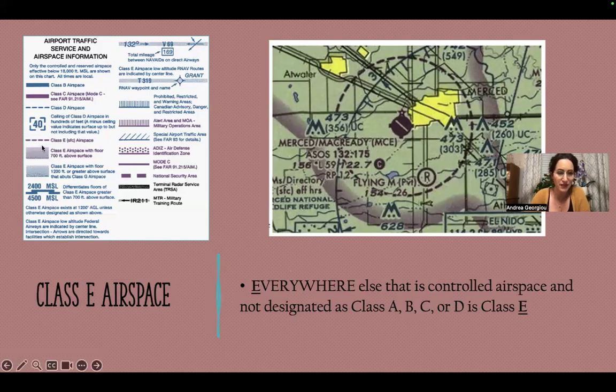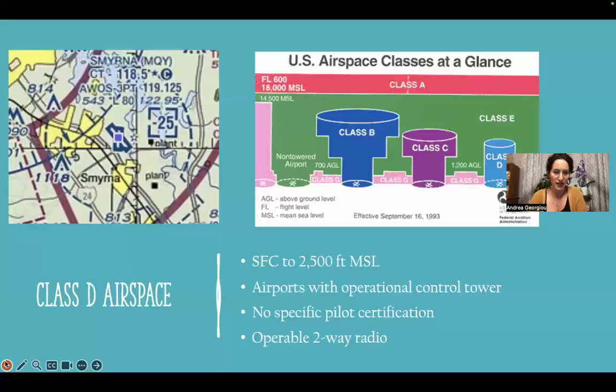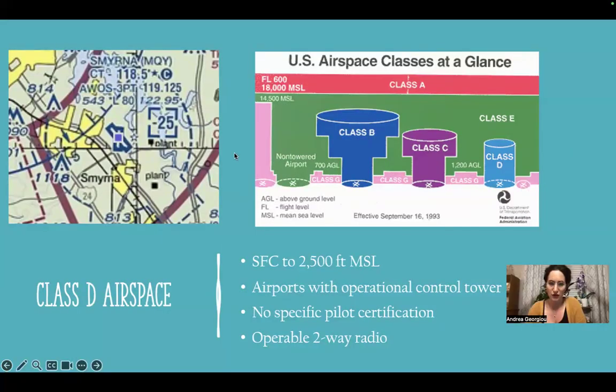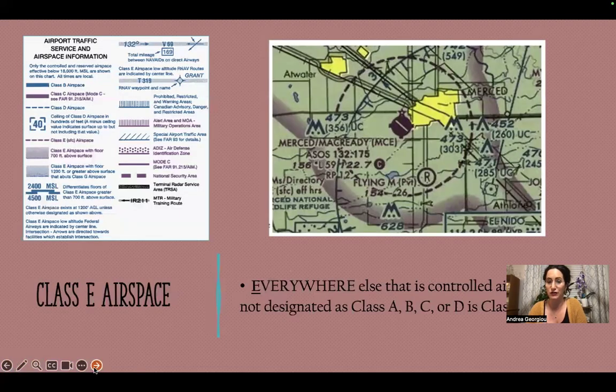You can see here that sometimes, depending on how it's charted, Class Echo can start at the surface. Sometimes it starts at 700 feet and sometimes it starts at 1,200 feet. So if we look at this picture, all the green is Class E, right? This is showing that sometimes it starts at the surface, sometimes Class E starts at 700 AGL, sometimes it starts at 1,200 feet AGL. And you would know that again by looking at the chart and seeing how it is depicted.